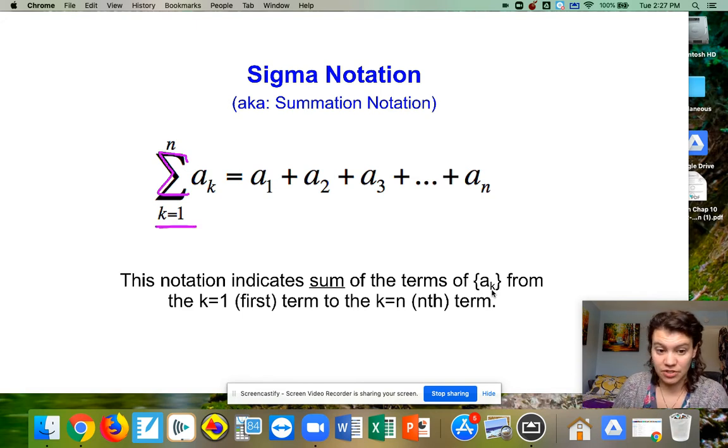Down here, this is where you start, and then this is whatever you end at. So you start by plugging in 1 for this one, and you just keep going up to whatever n is. So if it's 5, you plug in 1, 2, 3, 4, 5, and add them all up.